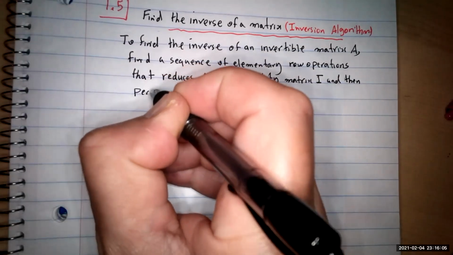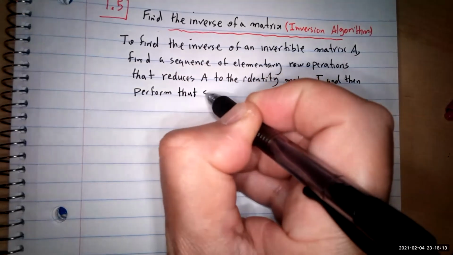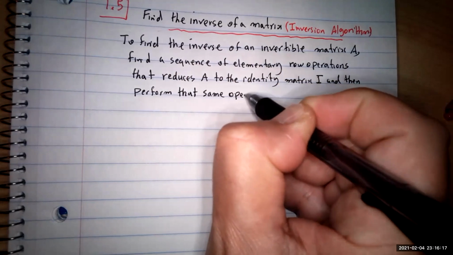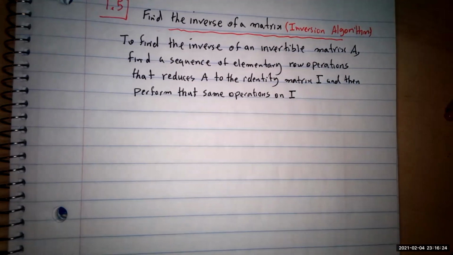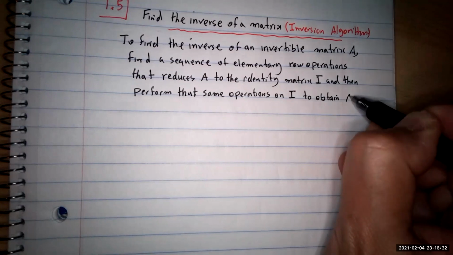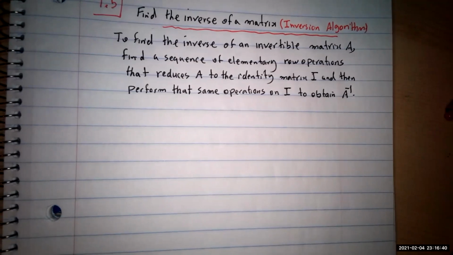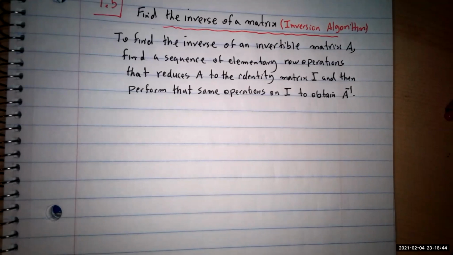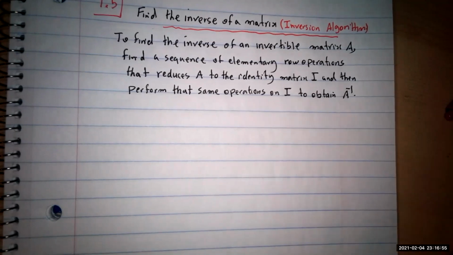And then you perform that same operation on I, the identity matrix, to obtain A inverse. So you reduce A into the identity matrix by some elementary row operations, but whatever you do, at the same time you do it to I. So you convert A into I, and you convert I into A inverse, and then you're done. This method is called the inversion method.